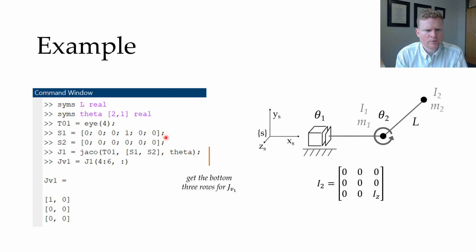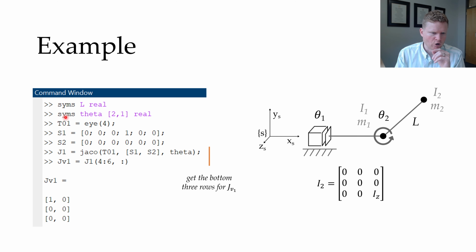So let me walk you through the code. Here I'm declaring L as a real variable. I'm not going to be actually using it yet. I'm just saving it for later when we want to find this second Jacobian, but I have it. I also have a symbolic variable for my theta. That's going to be my joint position. It's a 2 by 1 vector, and I'm just declaring that this is a real number. It's not a complex conjugate.